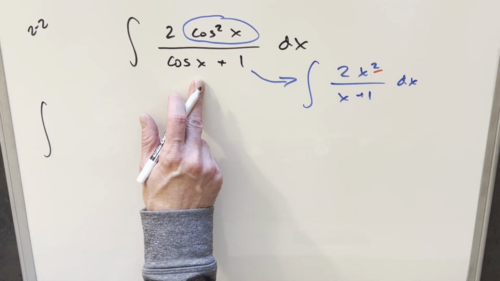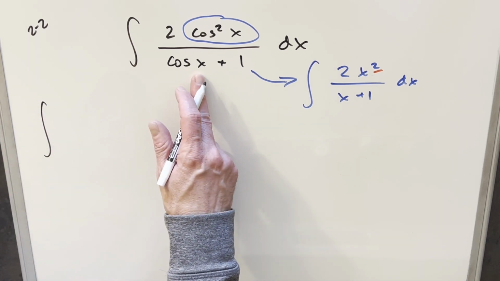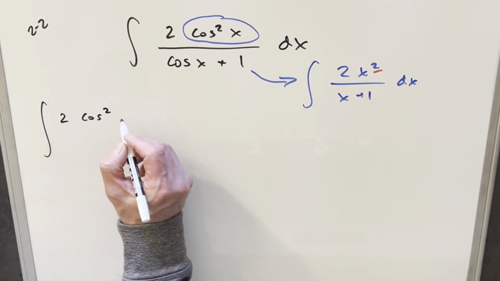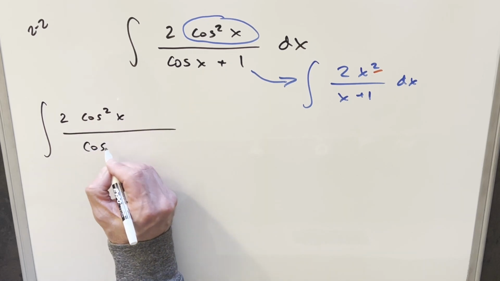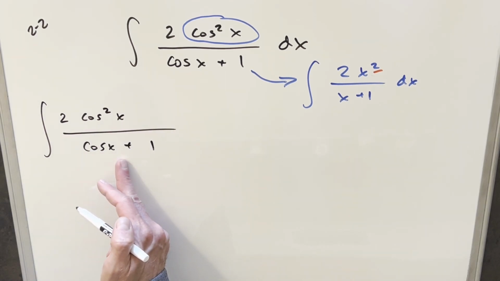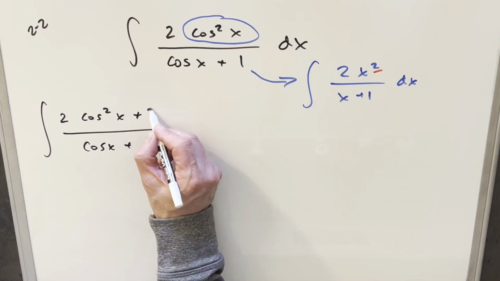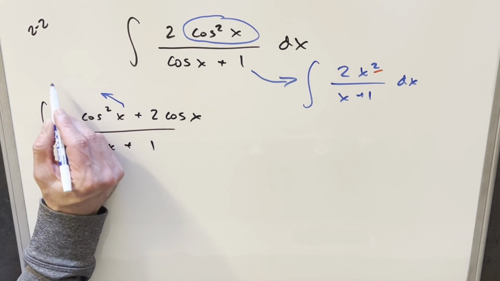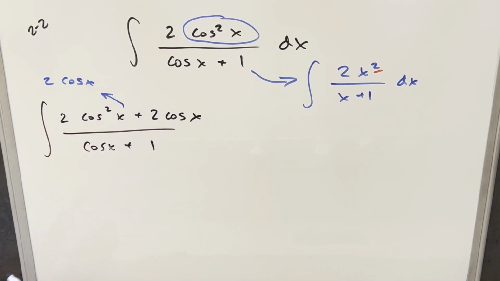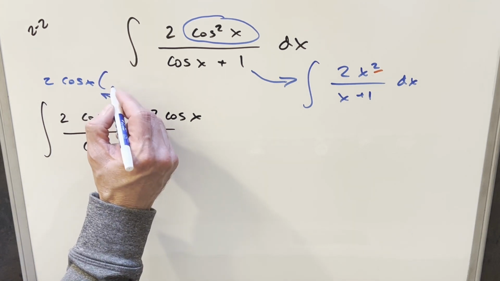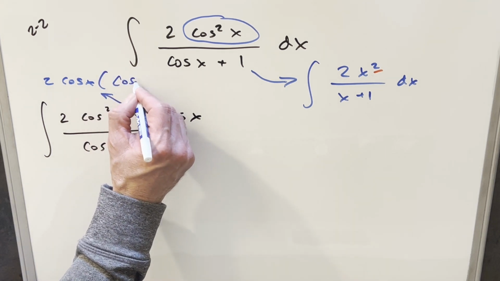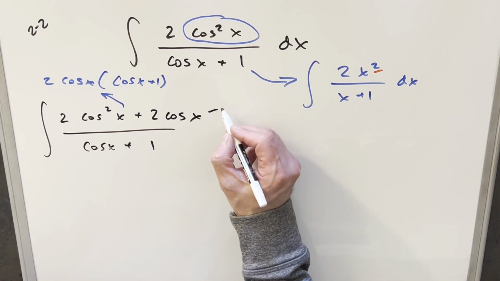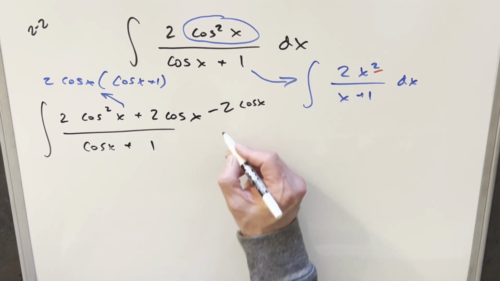So what I want to do is, instead of doing the polynomial long division, I want to try to create a cosine x plus 1 so we can cancel something out. So we're starting with 2 cosine squared x here. In order to create this cosine x plus 1, what if I just add 2 cosine x here? Because doing it this way, if I factor a 2 cosine x out here, then what we're left with is 2 cosine x times cosine x plus 1, and that's going to be our cancellation. But now, of course, I don't want to change it, so we'll subtract off this 2 cosine x, so I'm actually just adding 0.